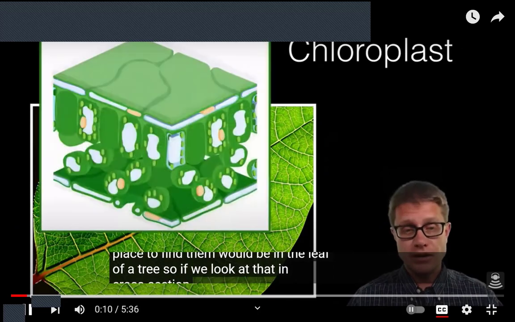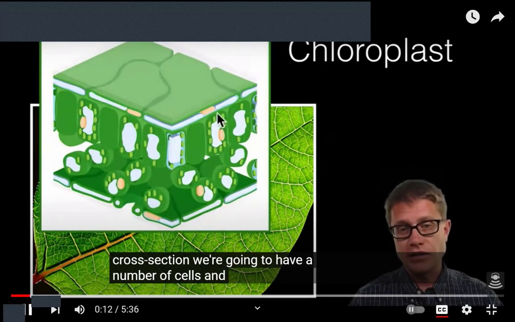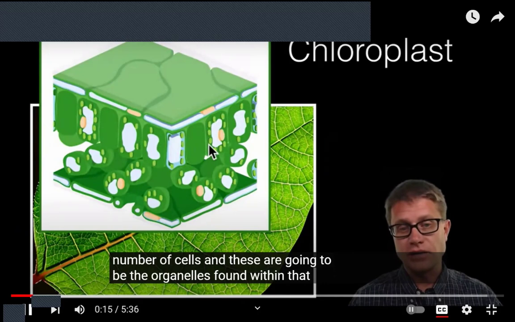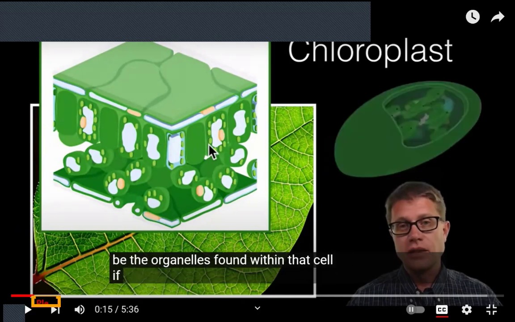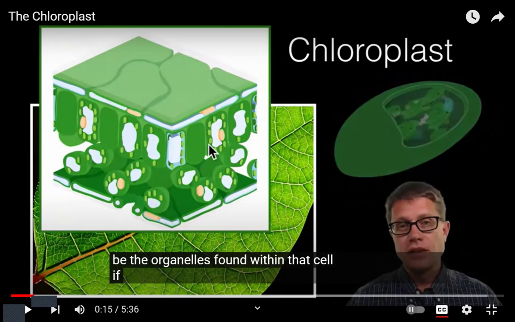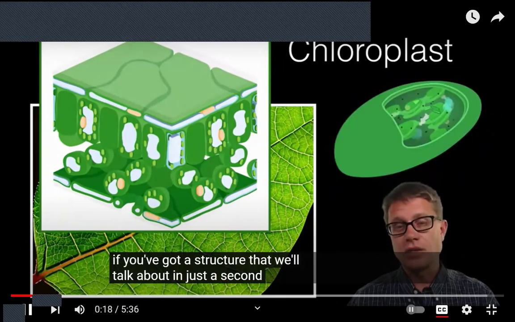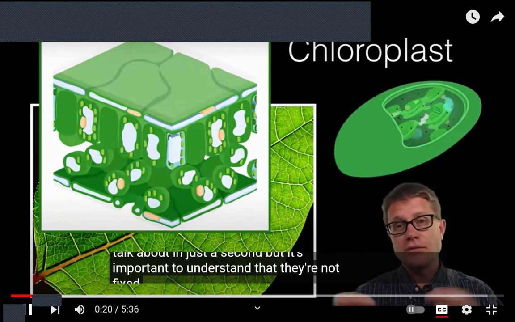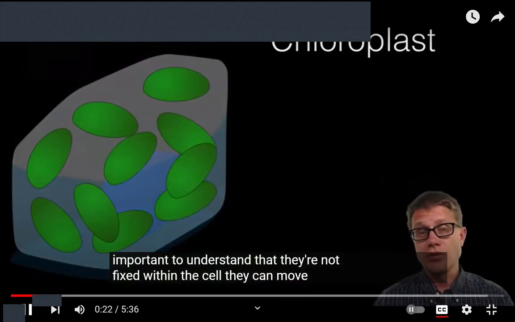So if we look at that in cross section, we're going to have a number of cells, and these are going to be the organelles found within that cell. They've got a structure that we'll talk about in just a second, but it's important to understand that they're not fixed within the cell. They can move around.